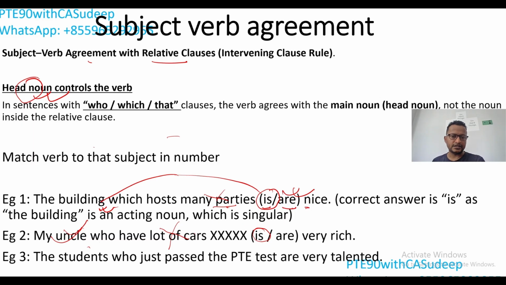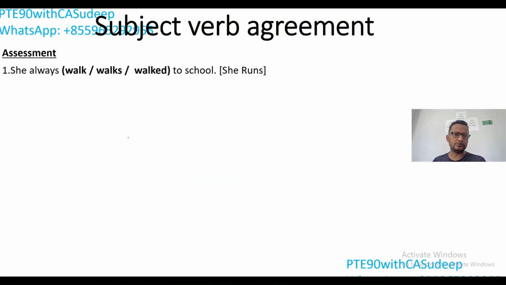So this is how, there's one more example, you can do it on your own, right? So you remember the acting noun or the head noun which controls the verb. So this is also one of the subject verb agreement concepts. If the noun is plural, put plural verb, are. If the noun is singular, then put is. So that's how. Let's quickly do the assessment.